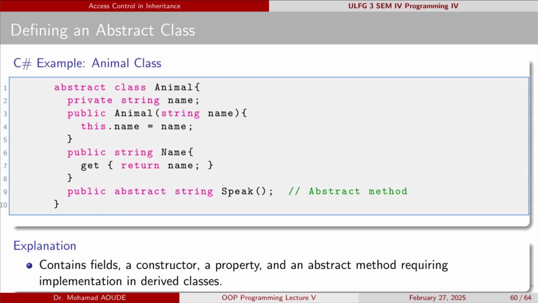This animal class demonstrates how abstraction works in C#. It has a private field for name, a public property to access that name, and an abstract method speak, which forces subclasses to provide an implementation. This is a great example of partial implementation, sharing logic, like the name, while deferring behavior, like the sound an animal makes.